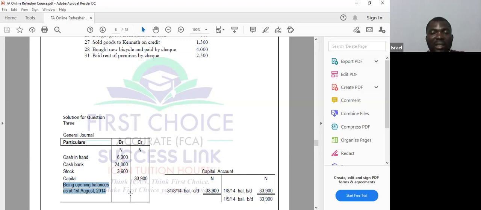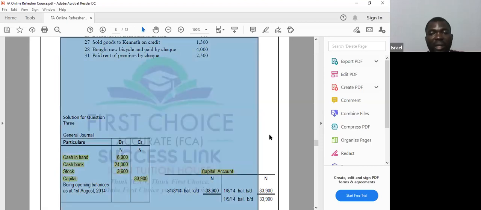That is the reason why we have raised this journal. The general journal is what is being opened as the balance as at 1st of August 2014. So you need to know that first. Let us align this, so we have treated that. Okay, so we have alerted that.